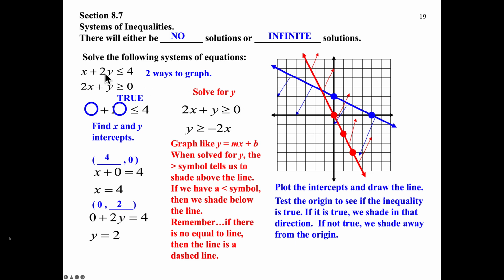1 plus 2 times 1 is 3. Is 3 less than 4? Yes. 2 times 1, 2 plus 1, 3. Is 3 greater than 0? Yes. Okay, let's go somewhere down in here.